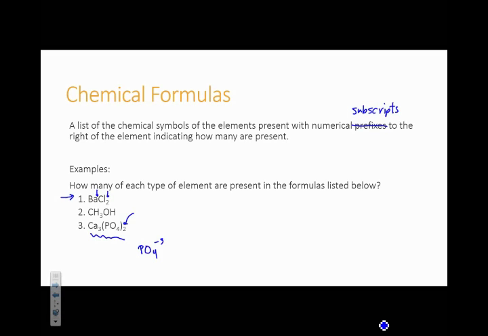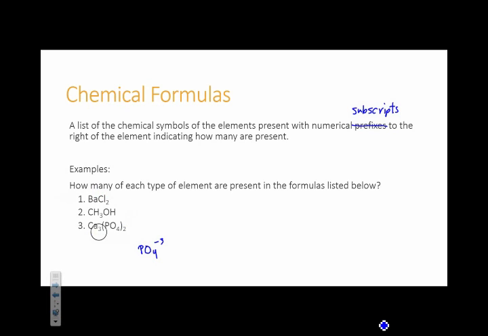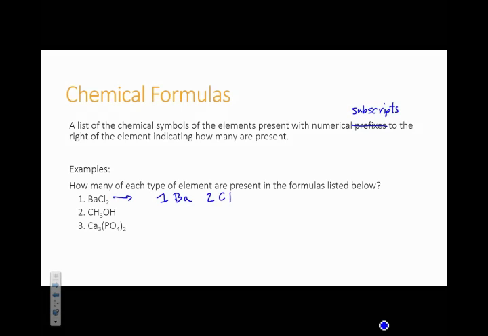So in this example, I asked you to identify how many of each type of element there are. So let's take a moment. You can stop the video, count them up, and then come back and see if you got them right. So in this first formula, I have 1 barium, 1 Ba, and I have 2 chlorine.